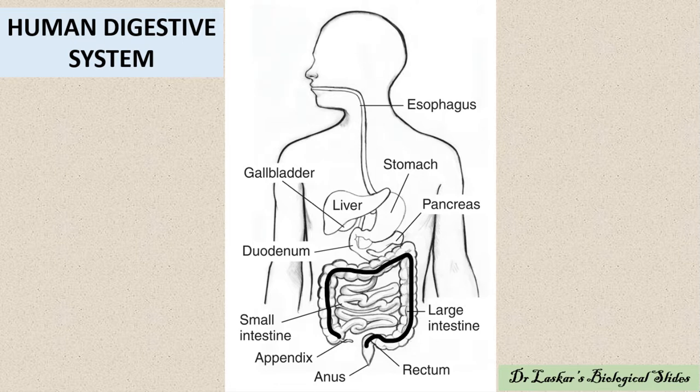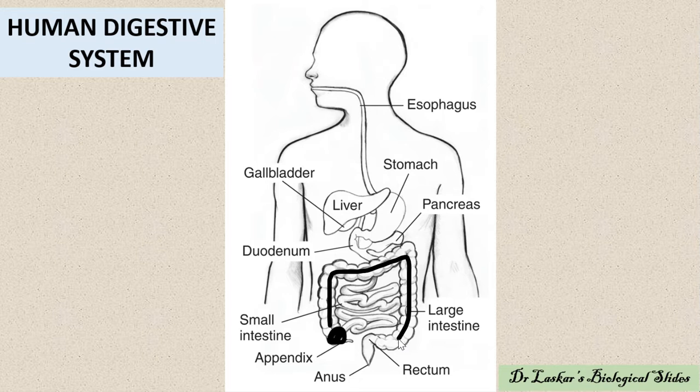So the large intestine is divided into three parts. One is called cecum. This portion here is called cecum. This is the cecum of the large intestine. The second part is colon. This is known as ascending colon. This part is called transverse colon, and this portion is called descending colon.